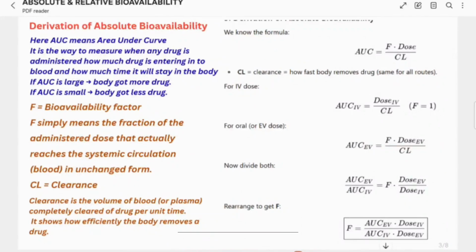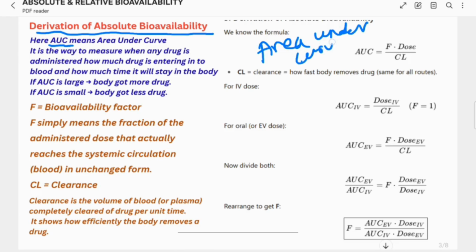There is a simple equation to derive absolute bioavailability. Here we use the AUC curve, which is discussed in the next slide. AUC means area under curve. AUC is equal to F into dose divided by CL. Here CL means clearance. Clearance means how fast the body removes the drug.